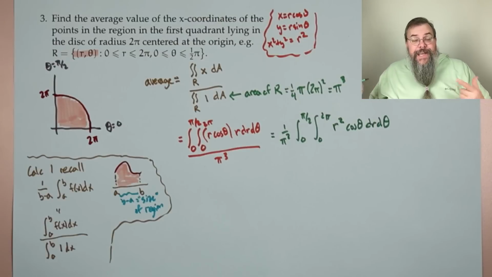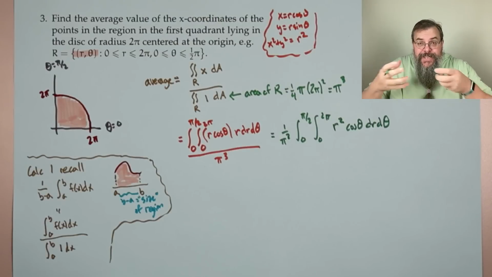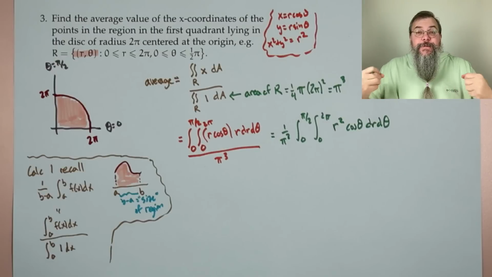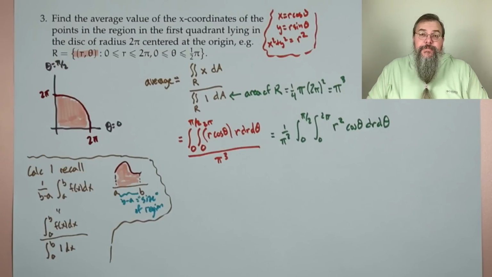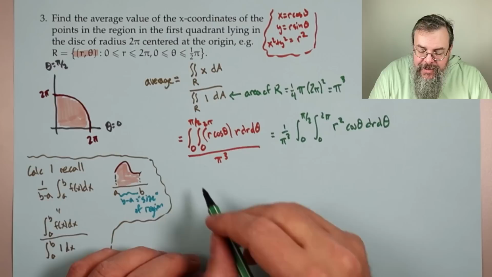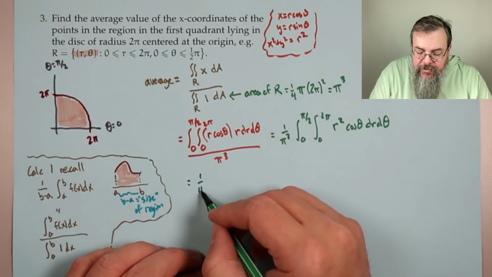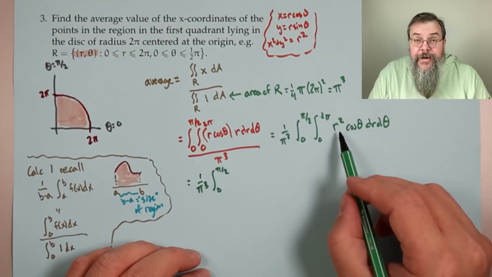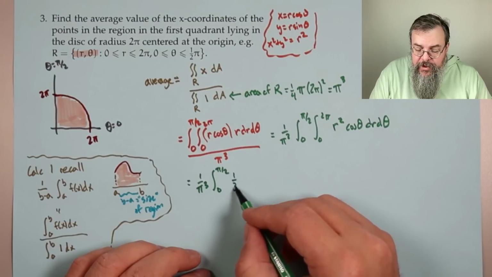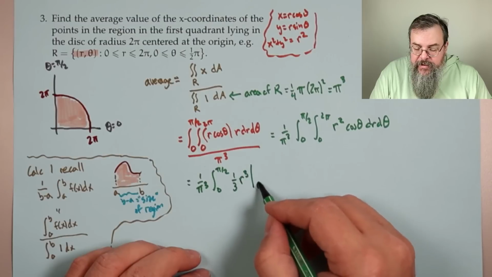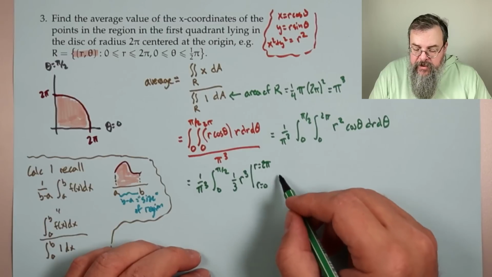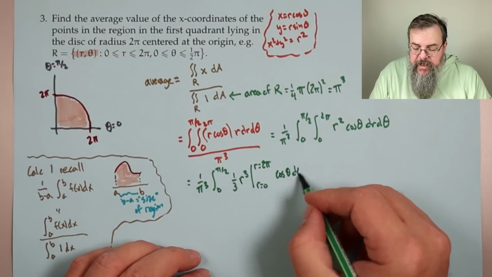Now, we can do something fun, which is we can actually pull this into 2 integrals if we wanted to, if we were in the mood. I'll go ahead and just do it one layer at a time. So we have our 1 over pi cubed, integral 0 to pi over 2, integral of r squared, 1/3 r cubed, evaluated from r equals 0 to r equals 2 pi. And then we have our cosine theta d theta.